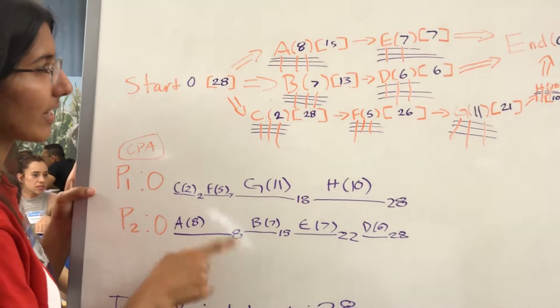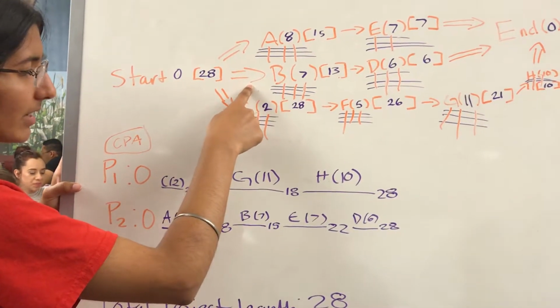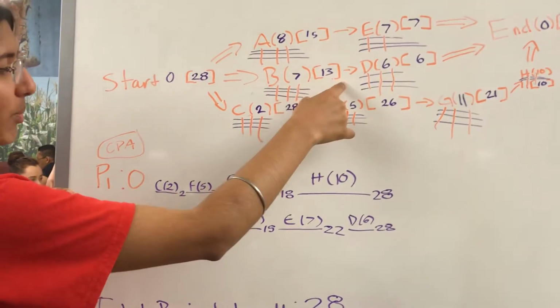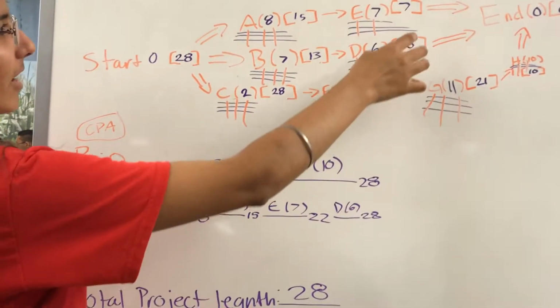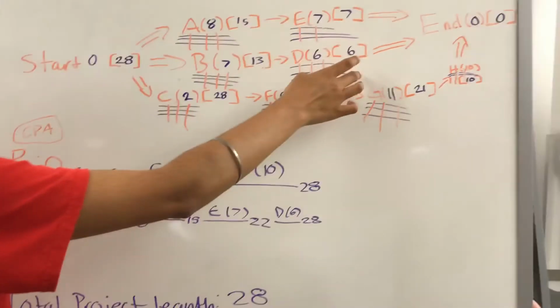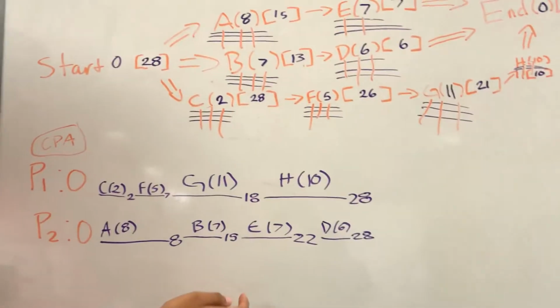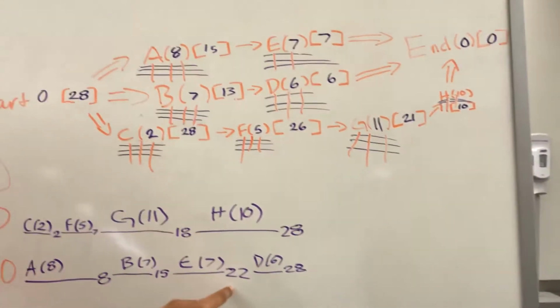So then we assign the next task, which is task B, which takes it to 15 hours. And because B finishes up, D opens up. But then we have E who's still open and D that just opened up, but E has a higher priority because 7 is greater than 6. So we assign E, which takes it to 22.